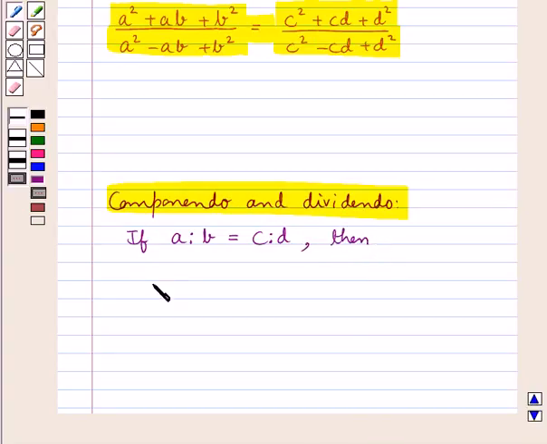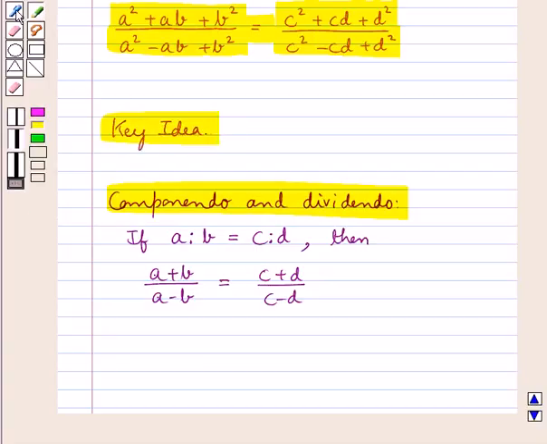then A plus B, that is sum of the first and the second quantity upon the difference of the first and second quantity, that is A plus B upon A minus B is equal to the sum of the third and the fourth quantity, that is C and D, and the difference of third and fourth quantity, that is C minus D. So, when A is to B is equal to C is to D, then A plus B upon A minus B is equal to C plus D upon C minus D. This is the key idea that we use for this question.